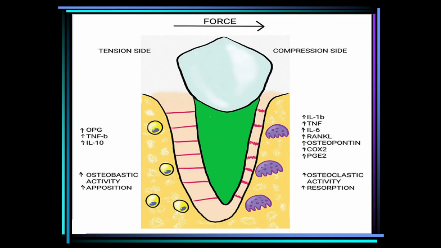This is a diagram of a bodily movement of a tooth. When bodily movement of the tooth takes place, on the side of compression various cytokines are increased: interleukin 1 beta, tumor necrosis factor, interleukin 6. All these increase osteoclastic activity, and hence resorption of bone, so that the tooth can move to this side. But if you look at the opposite side, the tension side, where stretching is there, the periodontal ligament fibers are getting stretched, with an increase in the level of interleukin 10 and increased OPG. All these cause osteoblastic activity, so deposition of bone is seen on the opposite side.